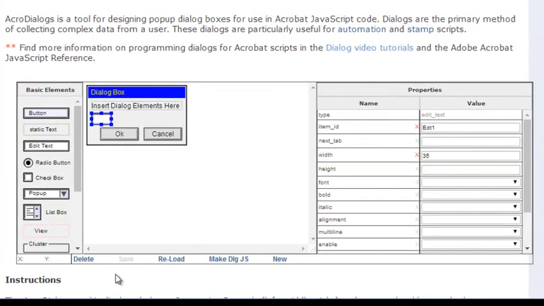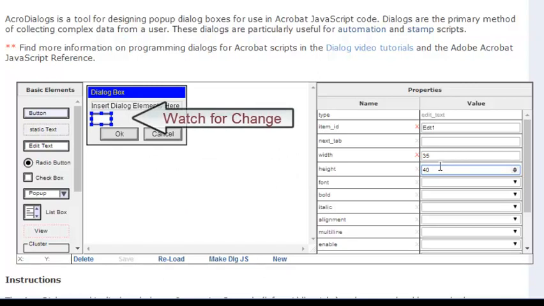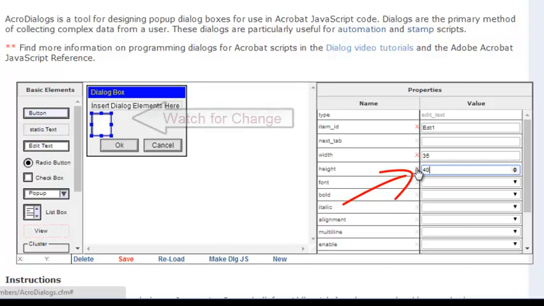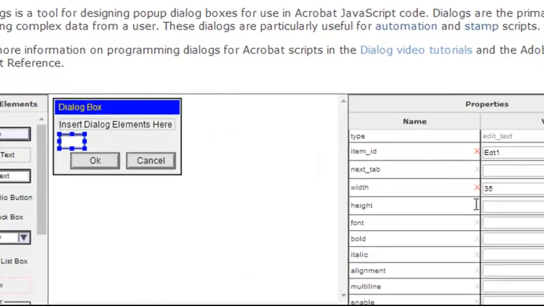To change a property, for example the height, click in the value box and type in a new value. When I hit the Enter key, the design element is automatically resized. Notice the Save button turned red because I just made a design change. To remove a value, click on the red X. And again, the design element is automatically resized.